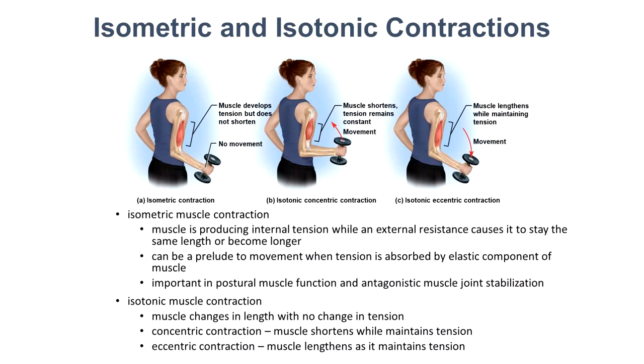You also have isotonic muscle contraction. This means that the muscle changes in length with no change in tension. Concentric contraction means the muscle shortens while maintaining tension, and eccentric contraction means the muscle is lengthening while maintaining tension.